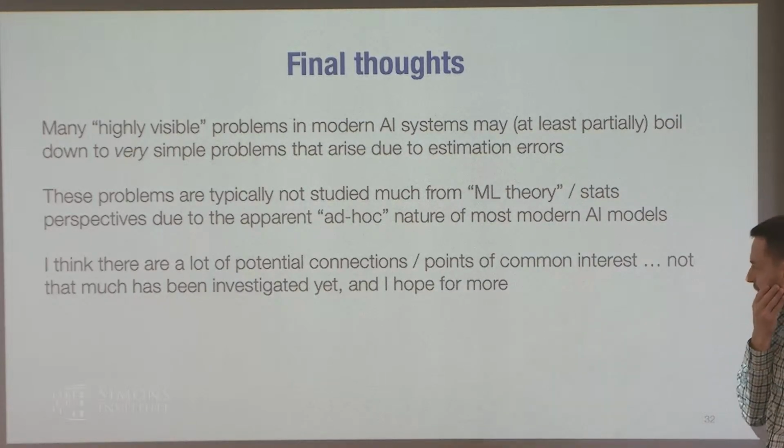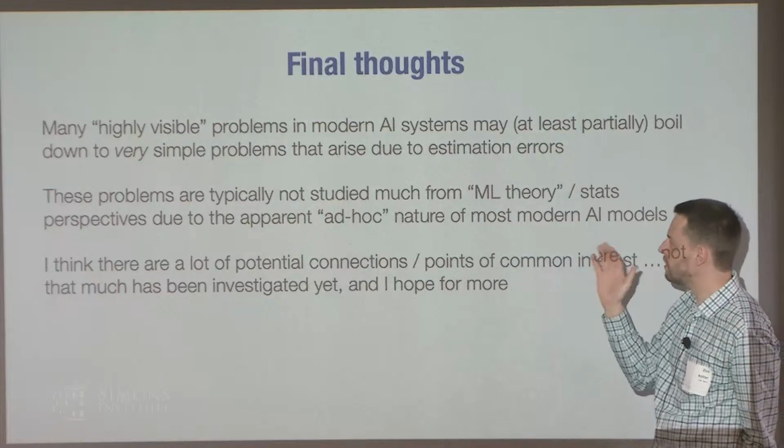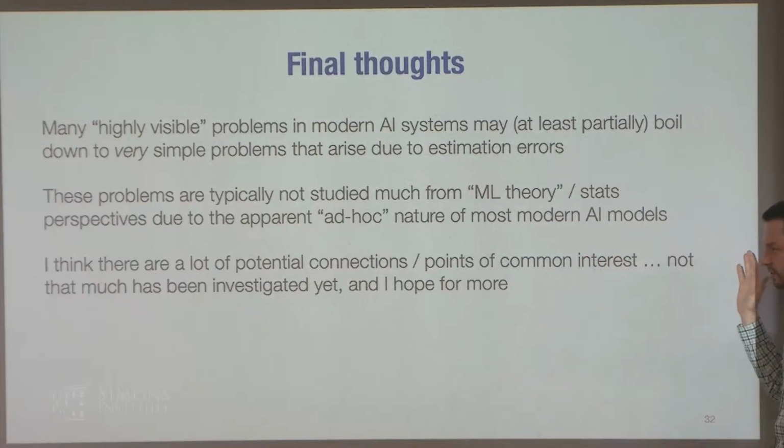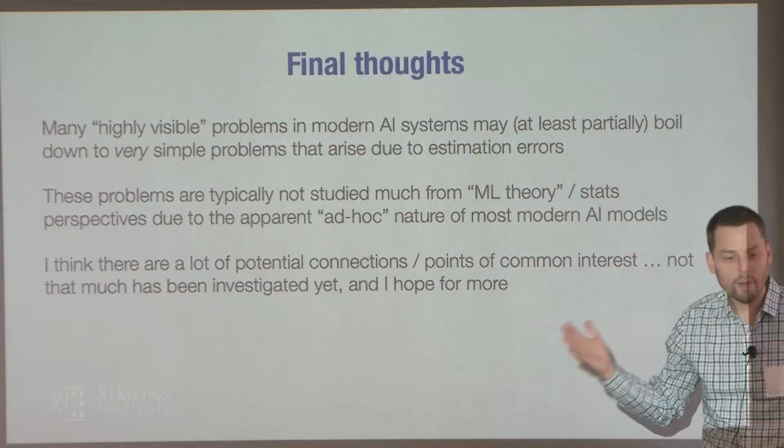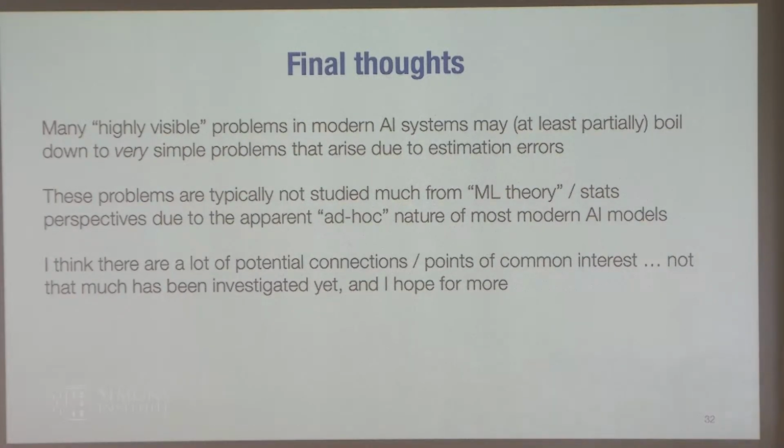But I think there's tons of potential connections and points of common interest. And if there's one possible takeaway from this, it'd be the hope that I can get people to start thinking about these phenomena more, and to think there may be very simple problems about just simple estimation errors that can lead to these very well publicized, very prominent, problematic downstream effects in AI models. So thanks very much.